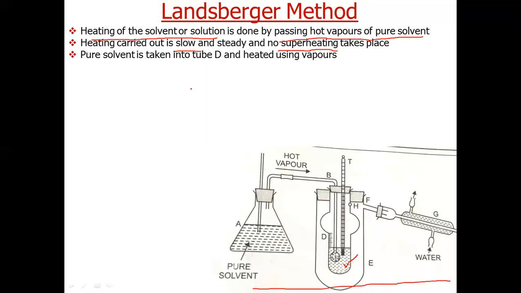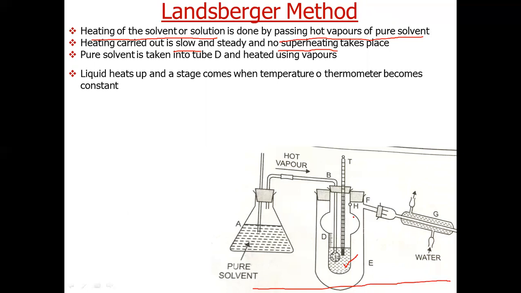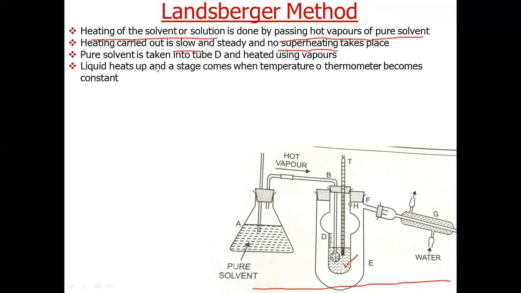So the pure solvent whose boiling point has to be determined is taken in this tube D and heated. As the liquid heats up, a stage comes when the temperature of the thermometer becomes constant. As we heat it, its temperature will increase, but at one stage the temperature will become constant. We all know that at boiling, the temperature remains constant. So we will note that temperature when it becomes constant; it corresponds to the boiling point of the pure solvent.